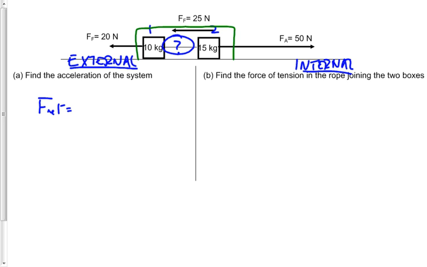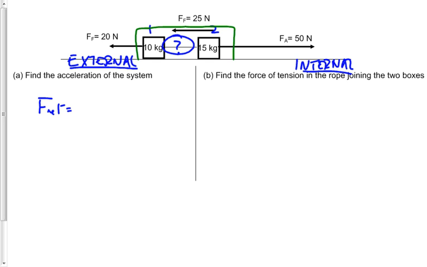On this entire system, what is acting? On the whole thing, what's acting on it? There's an applied force, right? It's acting on the whole thing. If you don't have that applied force, the system's not going to move.